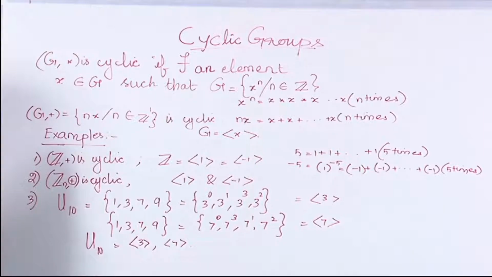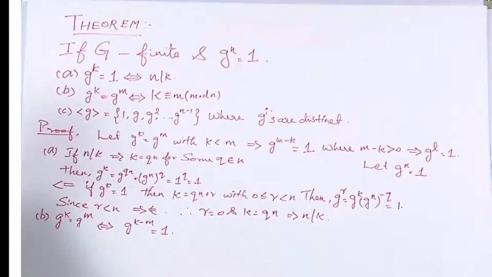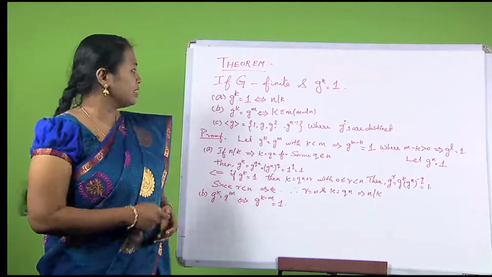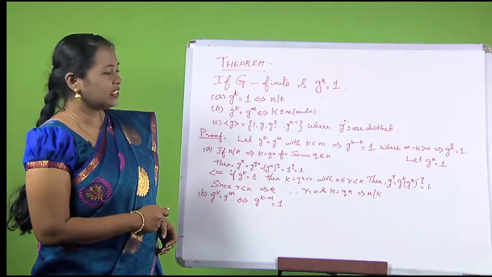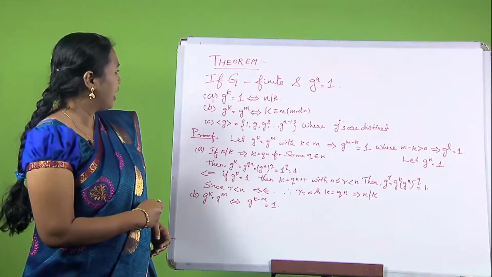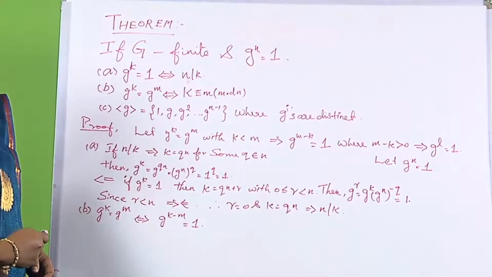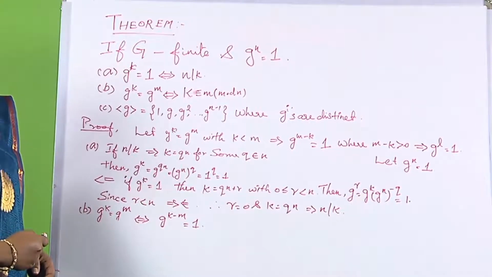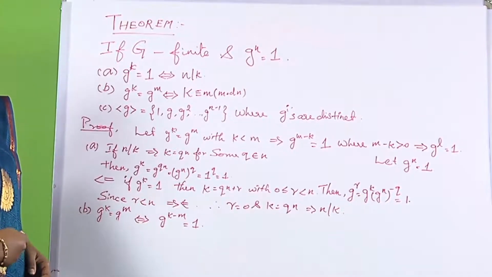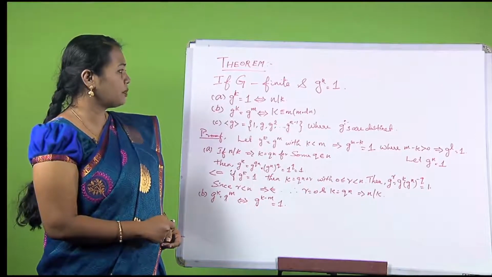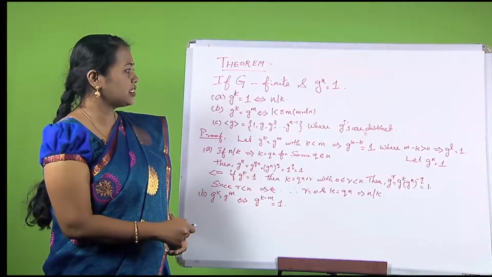Now, we shall see some theorems. Let g be an element of a group G. Then there are two possibilities for the cyclic subgroup generated by g. Case 1, the cyclic subgroup is a finite group. In this case, there exists an integer n such that g^n is equal to 1, and these three properties hold. A, g^k is equal to 1 if and only if n divides k. B, g^k is equal to g^m if and only if k is congruent to m mod n, and point C, the group generated by g is equal to {1, g, g squared, and so on up to g^(n-1)}, and all these g^i's are distinct.